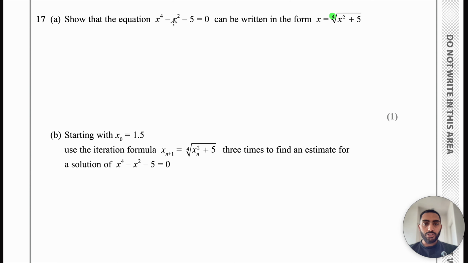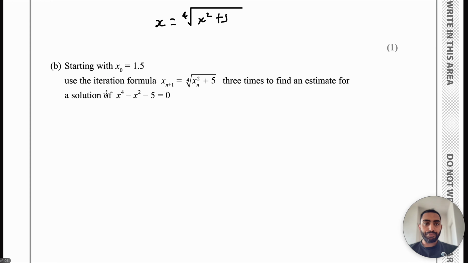So the first thing I'm going to do is I'll move everything over to the other side apart from this x to the 4. So I'm going to move all of this to the right hand side. So now I've got x to the 4 is equal to, moving this to the other side, it's going to become x squared plus 5. And then to get rid of this power of 4, we just need to take the 4th root of both sides. So it's going to be the 4th root of x squared plus 5. And you can see this one matches up with this one.